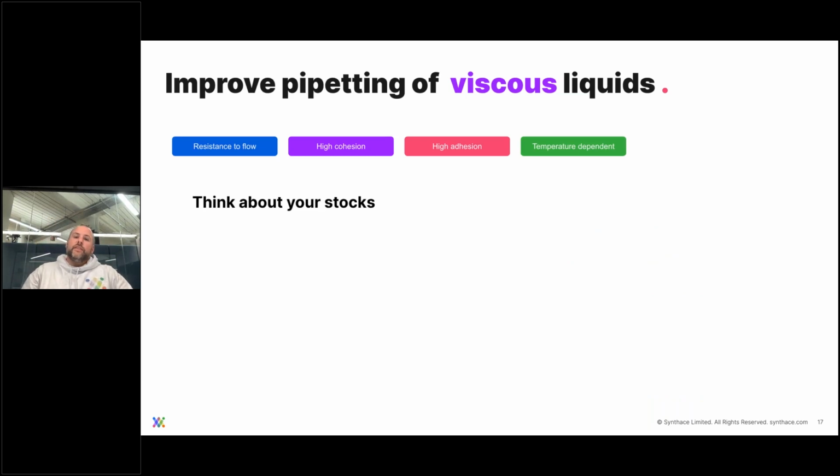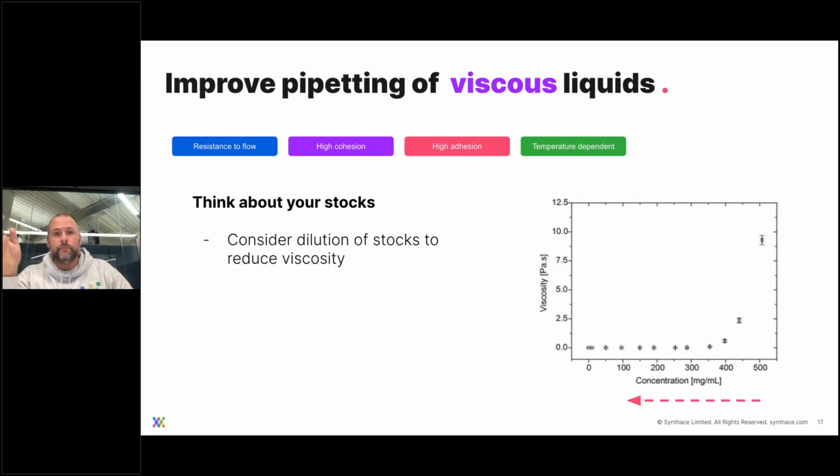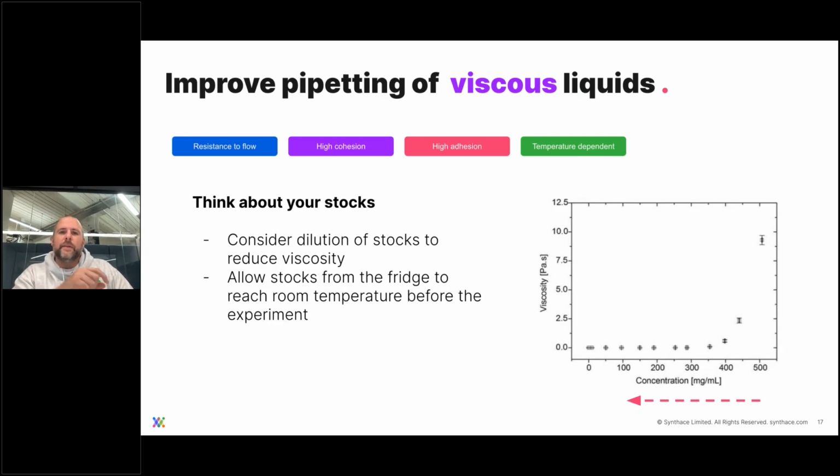The final consideration in this section is for you to think about your automated protocol as a whole. Think about whether you can dilute a potentially viscous stock so that it's no longer a viscous stock. And think about the potential of allowing stocks obtained from cold storage to get to room temperature before using them on the automated experiment. This would likely reduce the viscosity and make them easier to handle.